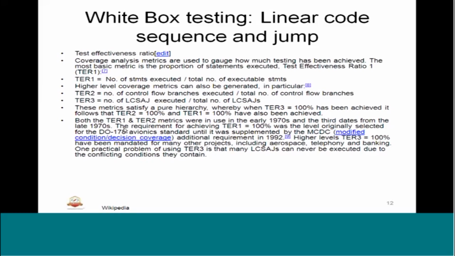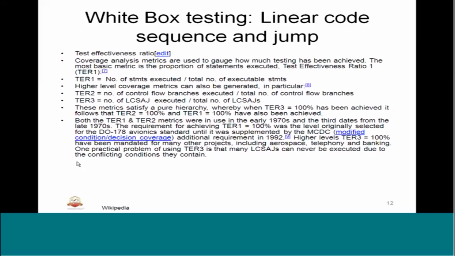They have definitions of the embedded software levels. Later they added MCDC, Modified Condition Decision Coverage, that we will study in the next slides. It was added in 1992. Higher levels, TER3 at 100%, have been mandated for many other projects, including aerospace, telephony, and banking. So where there is a mandate that TER3 should be 100%, it means this linear code sequence and jump is 100% mandatory.